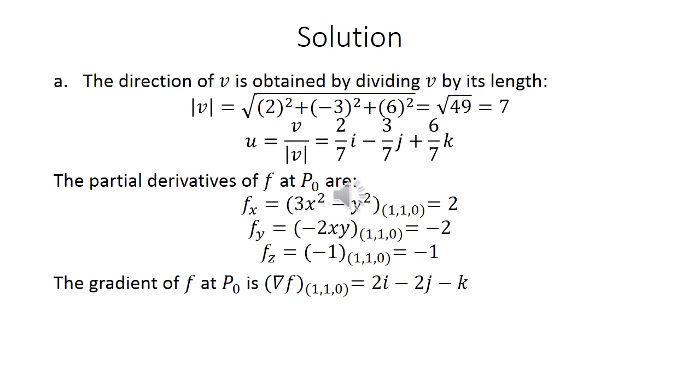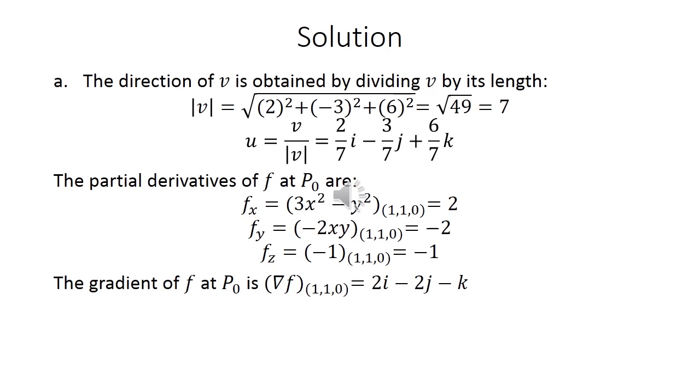The partial derivatives of f at P0 are: f_x equals 3x squared minus y squared, computed at (1, 1, 0), equals 2. The first derivative of f with respect to y equals negative 2xy, computed at (1, 1, 0), gives -2. And the first derivative of the function with respect to z equals -1, computed at (1, 1, 0), gives -1. So the gradient of f at P0 equals 2i minus 2j minus k.